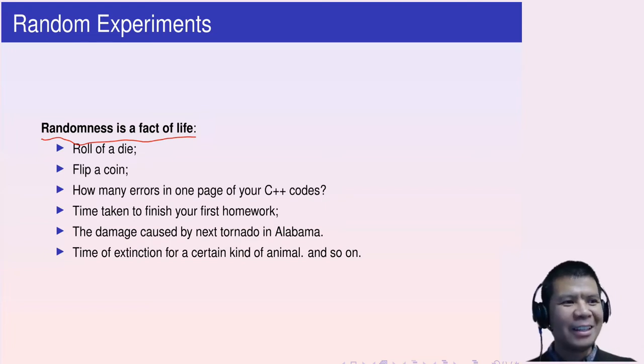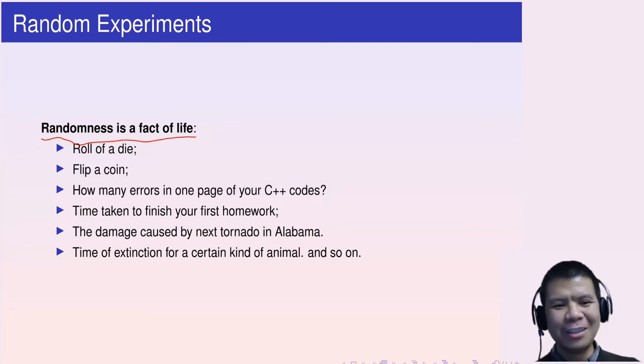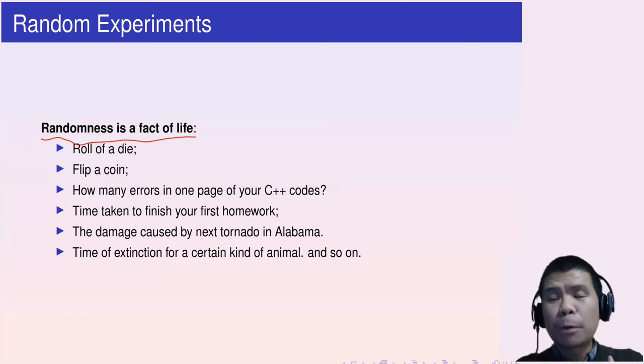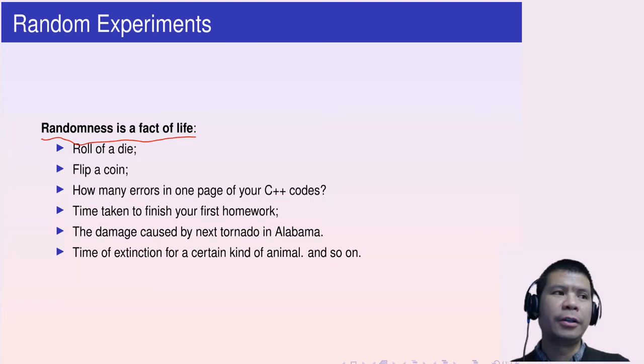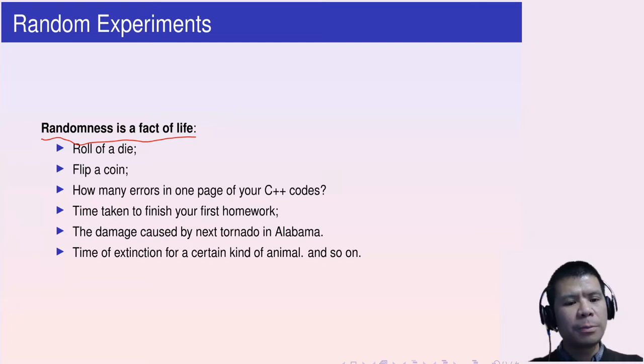There is a famous saying that life is a box of chocolate, you never know what you're going to get, from the famous movie Forrest Gump. That is what we mean here. Randomness is a fact of life. Because of this, we are talking about probability. If you are very, very sure of something occurring, then we're not talking about probability. The reason why we talk about probability is because there is randomness there.